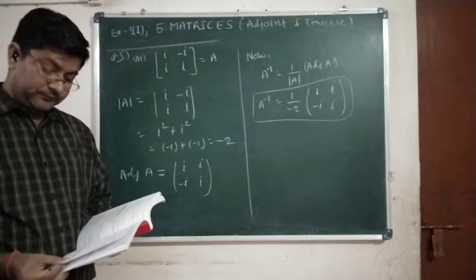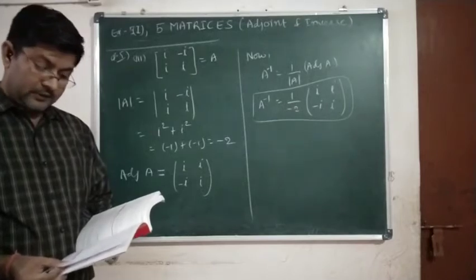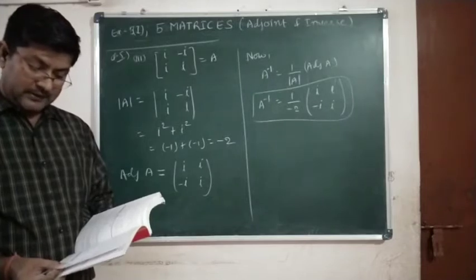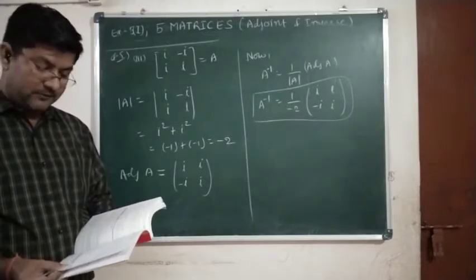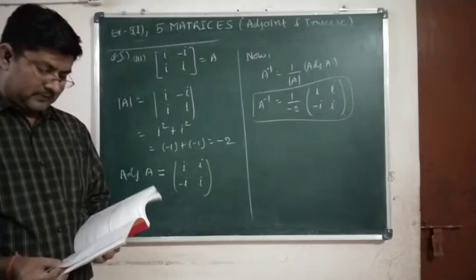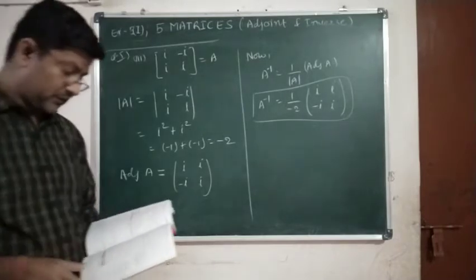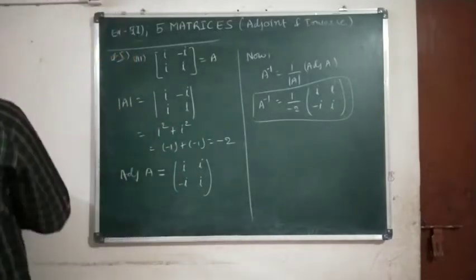Okay, now find the inverse of the given matrix, and we have to verify that A into A inverse is equal to I. Okay, so we will verify, it is not a problem. Let us verify question number 6, first one.